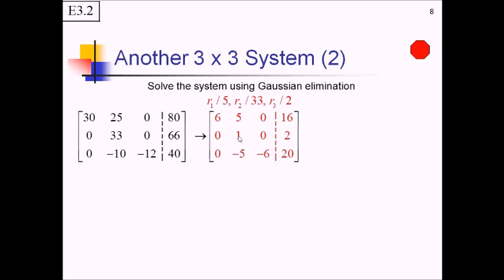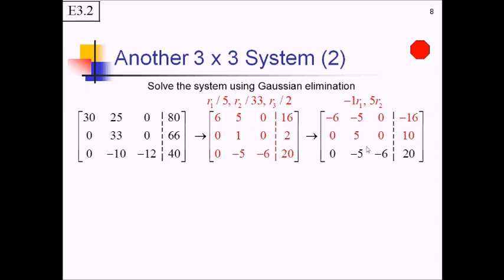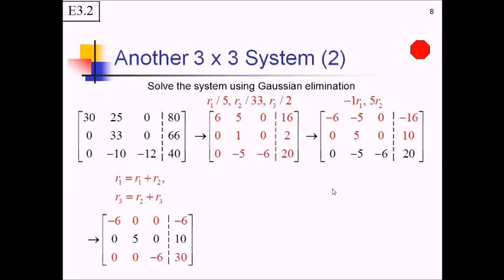All right, so here's what we're going to do. We're going to make this a +5. This is already -5 down here, so we just have to multiply row 1 by -1 to get a -5 up there. So doing that, we've got -6, -5, 0, and -16. And in row 2, 0, 5, 0, and 10. Let's add row 2 to rows 1 and 3 now. So row 1, that's going to be -6, 0, 0, and -6. Row 3, we're going to have 0, 0, -6, and 30.